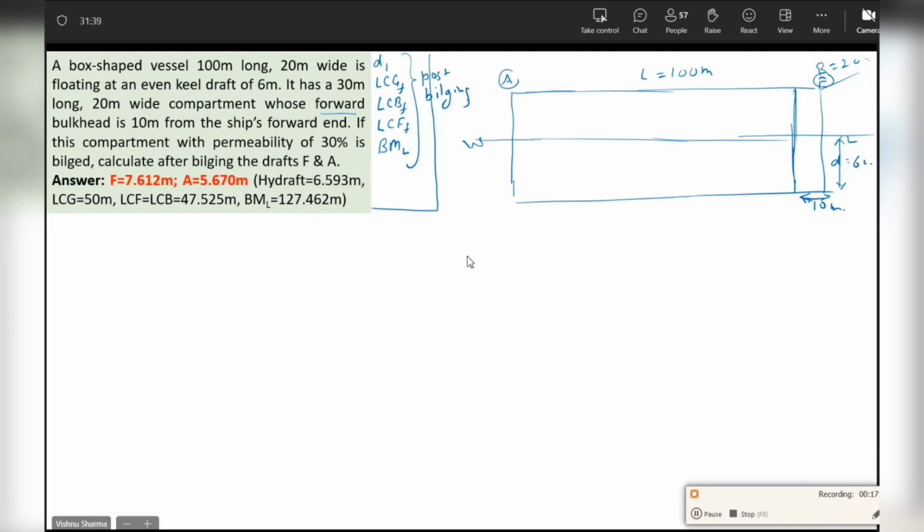And then what is the length of the compartment? Length of the compartment is 30 meters. Breadth of the compartment is 20 meters. It does not have any DB. It has cargo of permeability 30%.